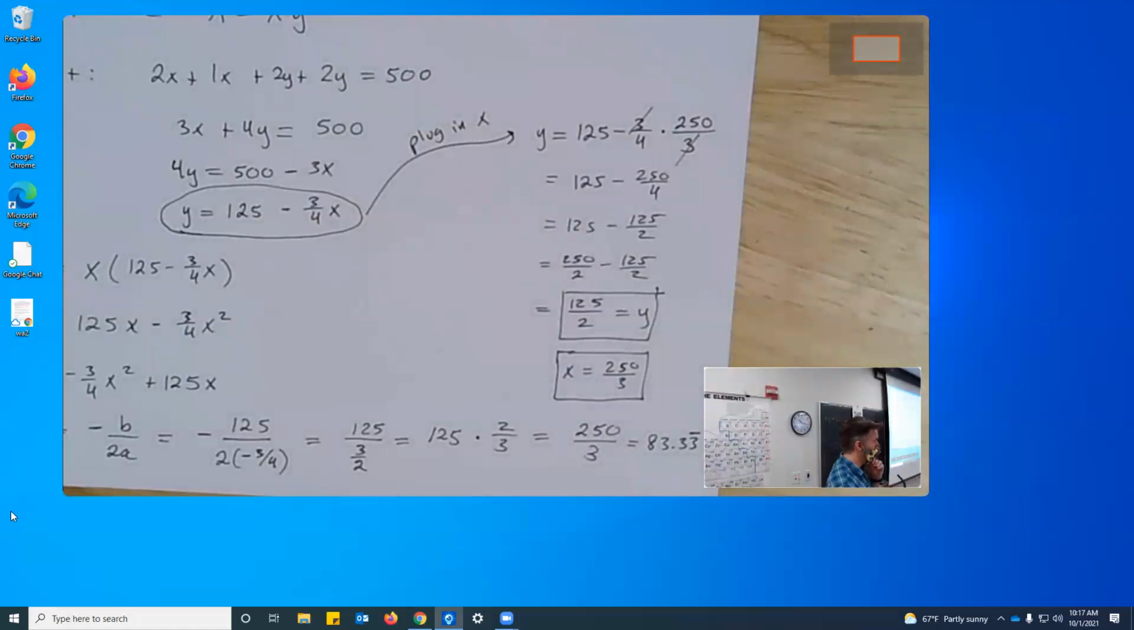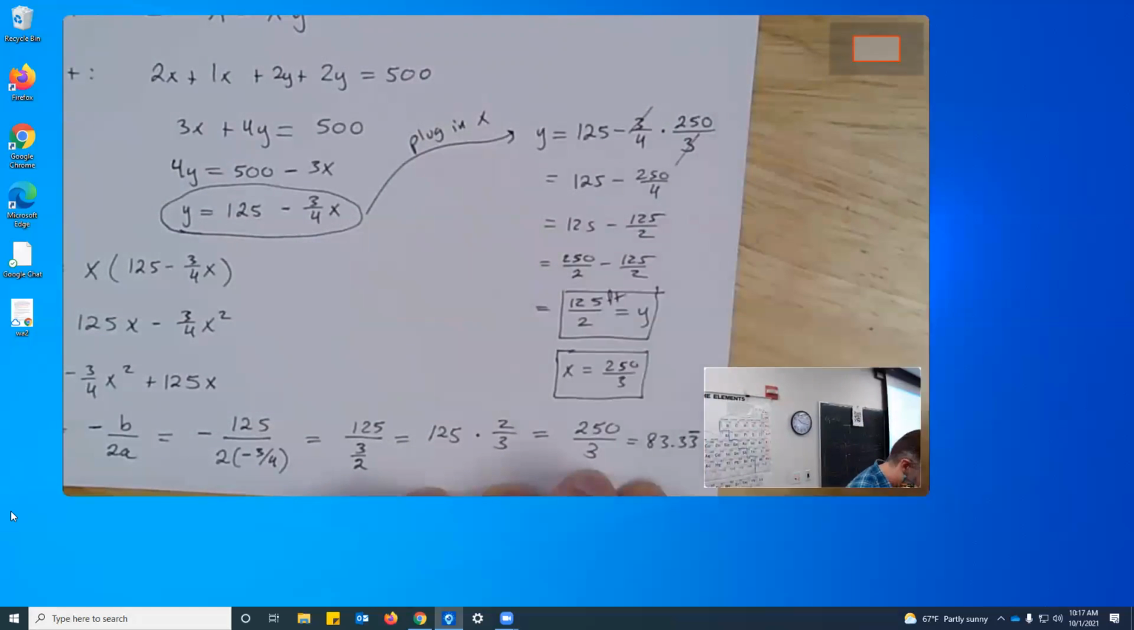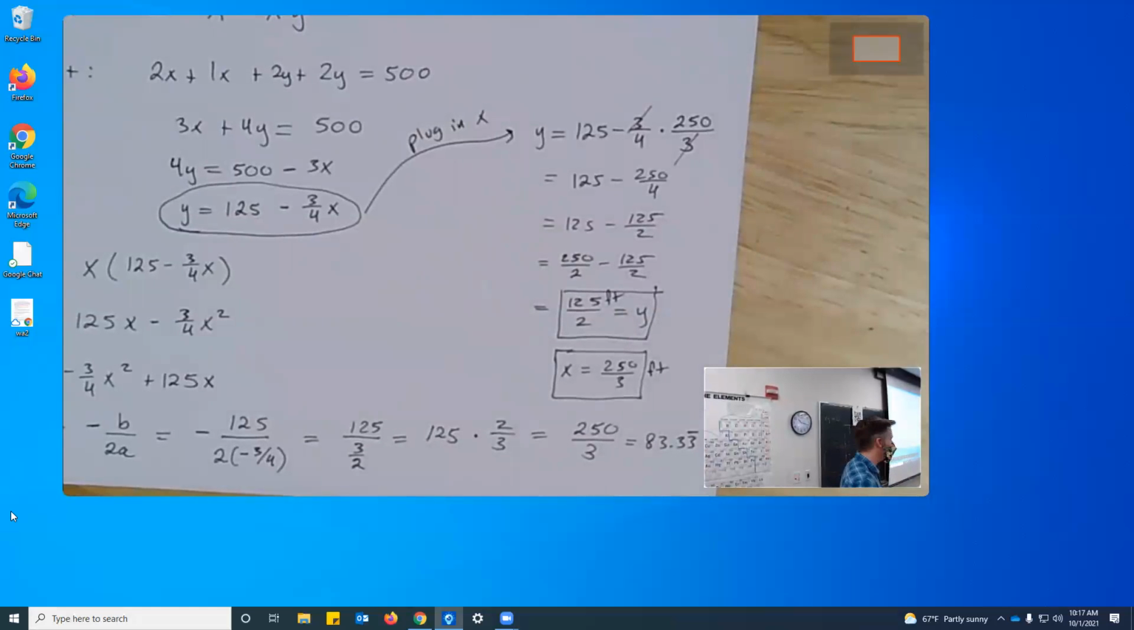Questions? Yeah. Do we have to write a sentence for the answer? I don't think so. But you know what I should do though? I should include some units. I should really say that y is 125 over 2 feet and x is 250 over 3 feet. But no, I don't think you need to write any words specifically. Sometimes yes, not here. It's pretty straightforward what we are saying with our numbers here.